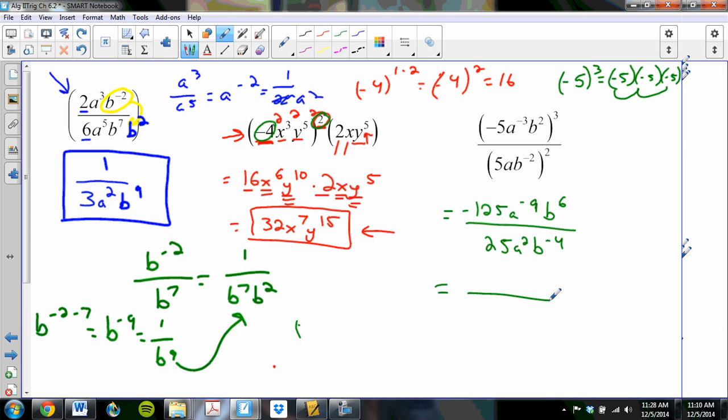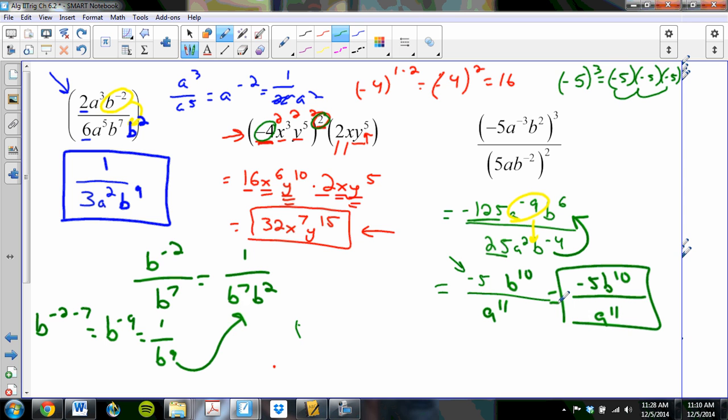Negative 125 divided by 25 is a negative 5 on top. The bigger number will stay in the spot. Since this number was larger than this number, it ended up on top. A to the negative 9 over a to this positive 2. Well, the negative 9 comes down here and becomes a positive. So a to the second and a to the 9th put together become a to the 11th. And these negative 4 b's come up here, and that becomes b to the 10th. So I have negative 5 b to the 10th over a to the 11th.